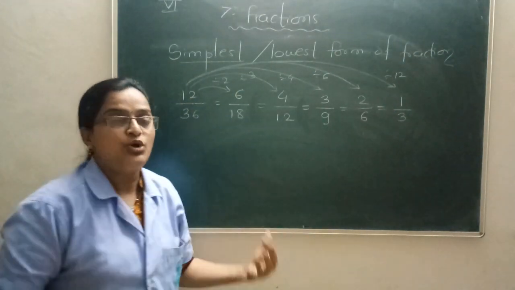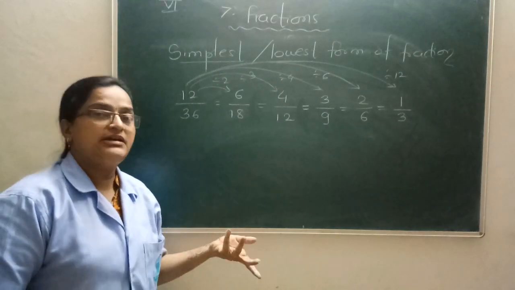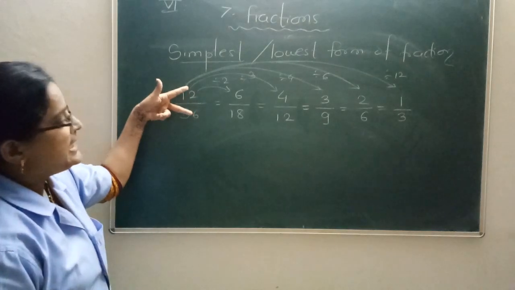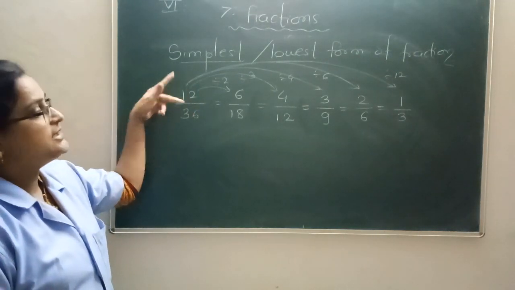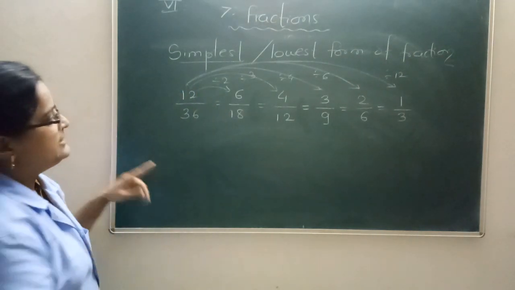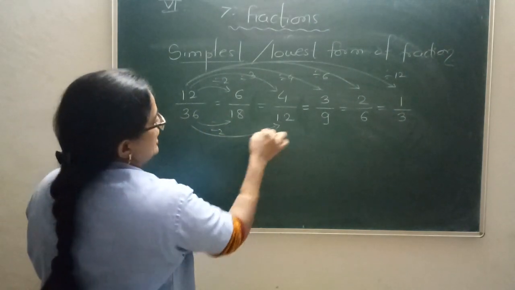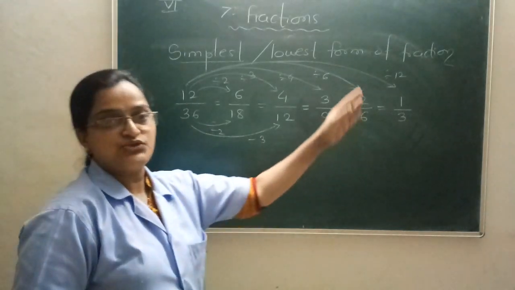Okay? Because we know basically how do we obtain the equivalent fractions? By multiplying or dividing the numerator as well as the denominator by the same number. So here I have divided by 2. Here also I have divided by 2. Here also I have divided by 3, and so on.